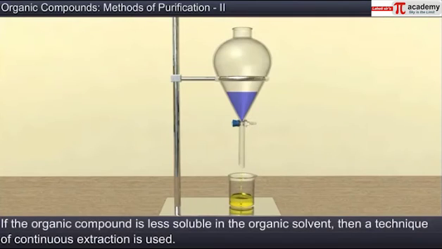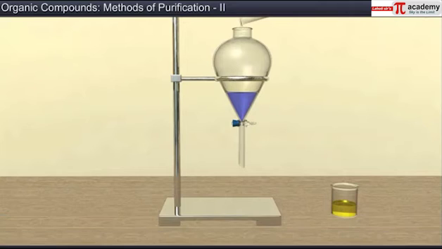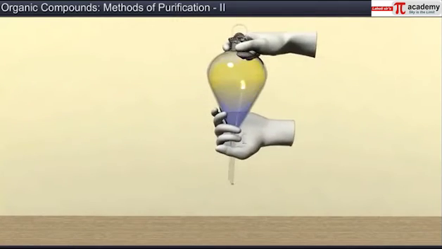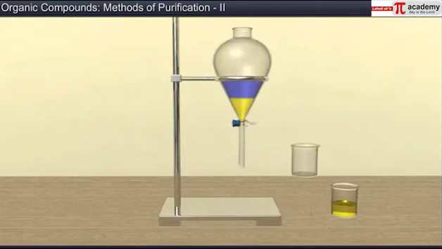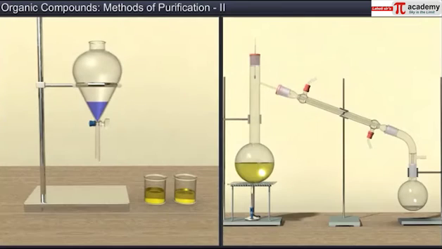If the organic compound is less soluble in the organic solvent, then a technique of continuous extraction is used. In this method, a small quantity of the same solvent is repeatedly used for the extraction of the compound. The solvent layer is collected each time and distilled finally to get the compound.